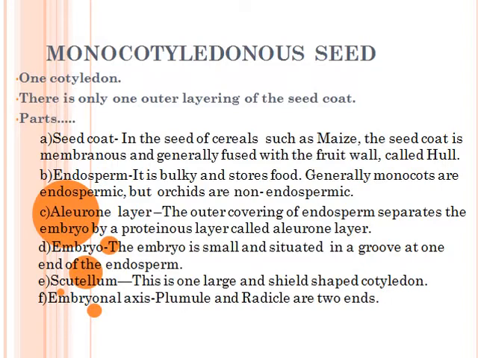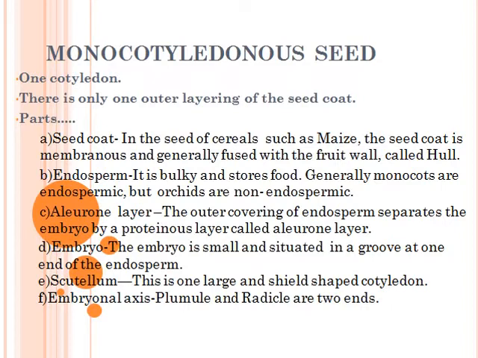In some cases, like maize, the seed coat is membranous and is generally fused with the fruit wall. That is called hull. And in monocots, the endosperm is bulky and stores a large amount of food. Monocots are especially endospermic, that means they contain starchy or proteinaceous endosperm. But in orchids, there is no endosperm, so the seeds will not develop properly.